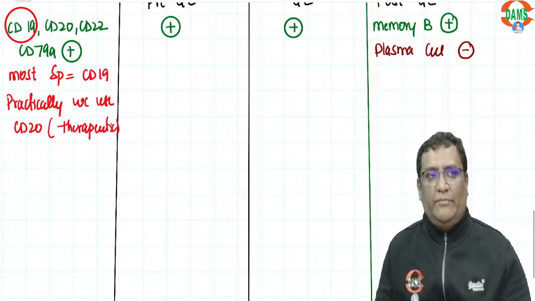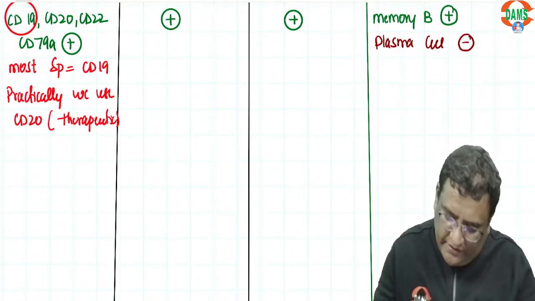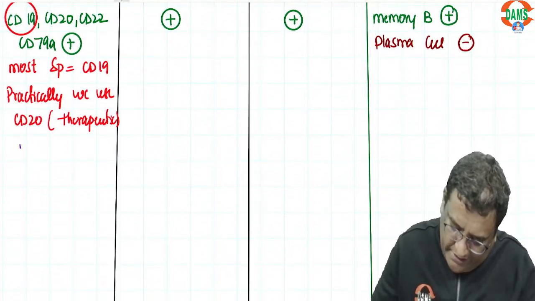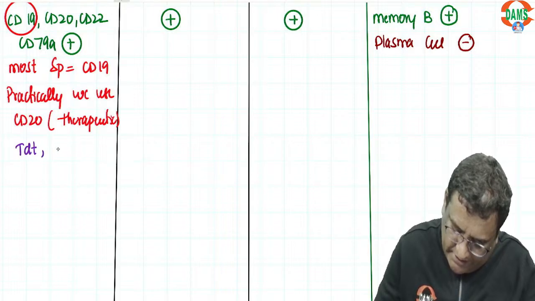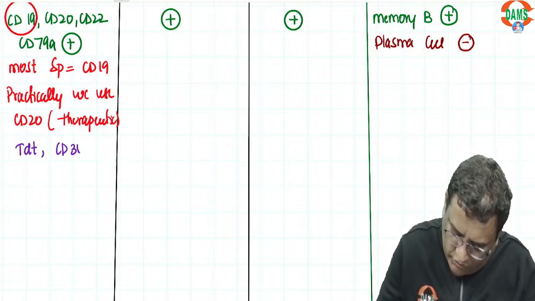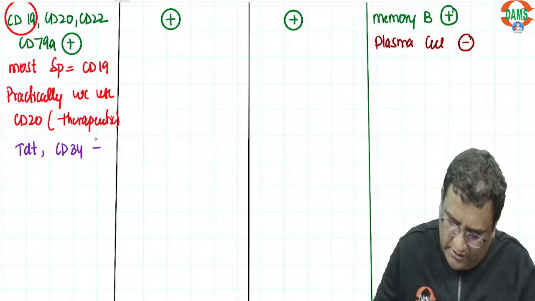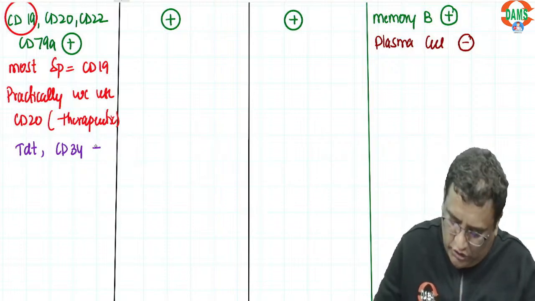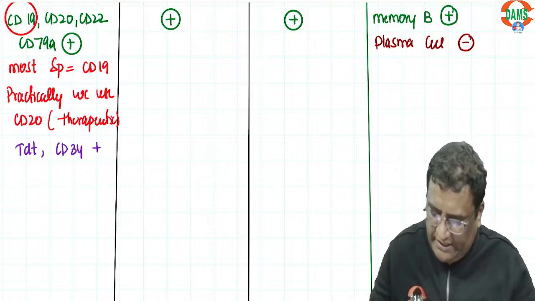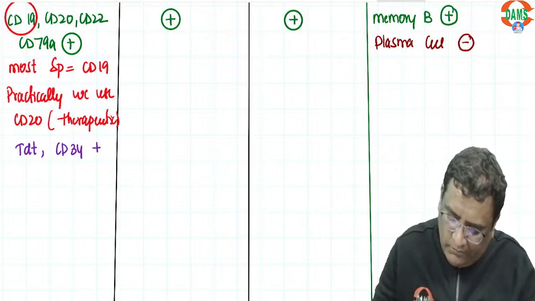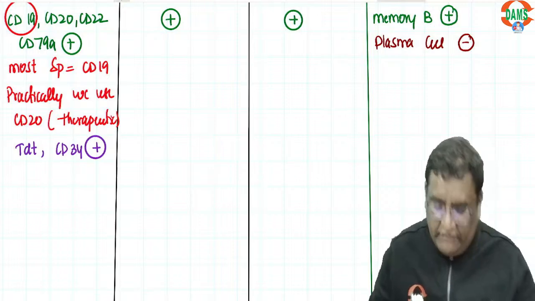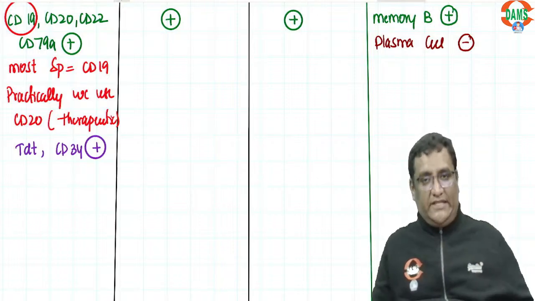Now let me talk about another marker: TDT and CD34. Anybody remember where we wrote these two markers? TDT and CD34. Where else did we write these markers? I am now writing them. Yes, correct. They are positive in precursor B cell, but they are also positive in precursor T cell.